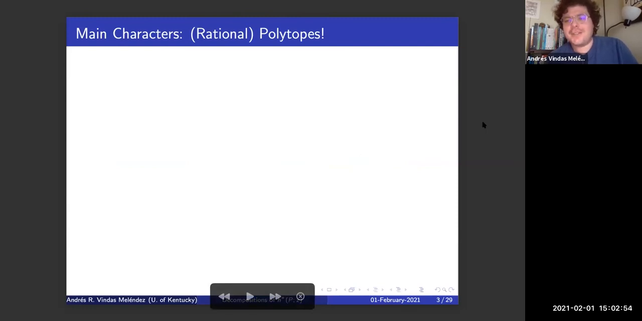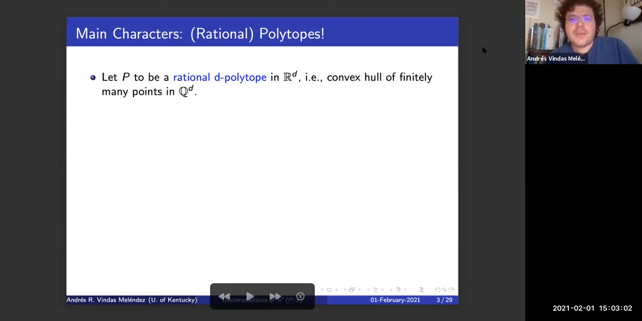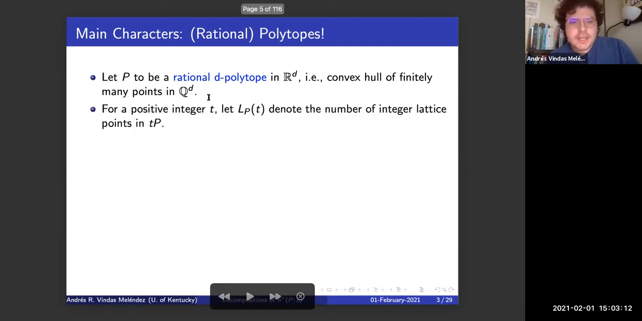The main characters are polytopes, and more particularly, rational polytopes. We're going to take P to be a rational polytope in d-space. What I mean by that is the convex hull of finitely many points with rational vertices. For a positive integer t, I'm going to let L_P(t) denote the number of integer lattice points in the t-th dilation of that polytope. And so I'm interested in the enumeration of lattice points.